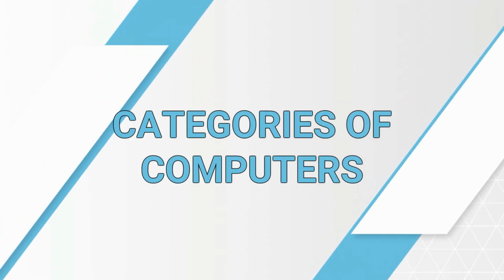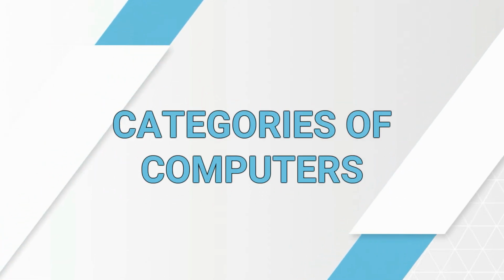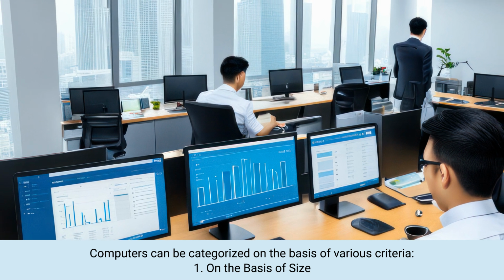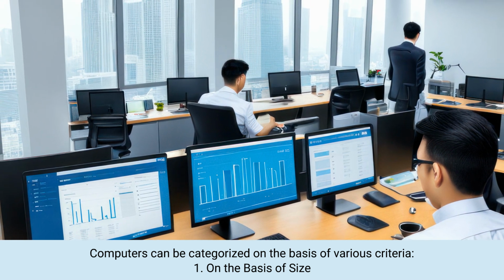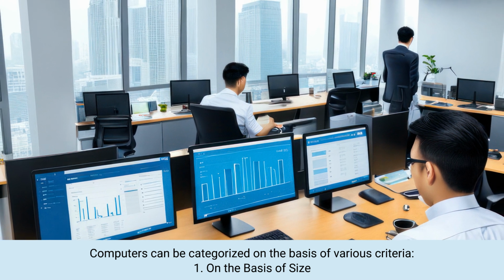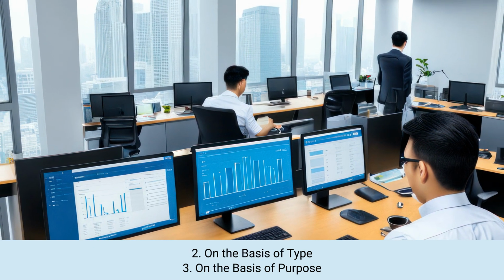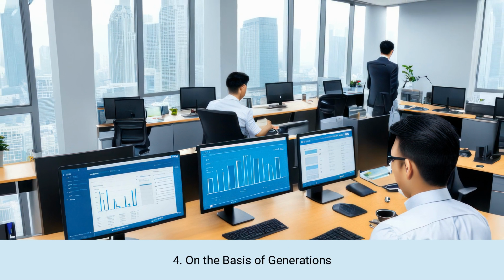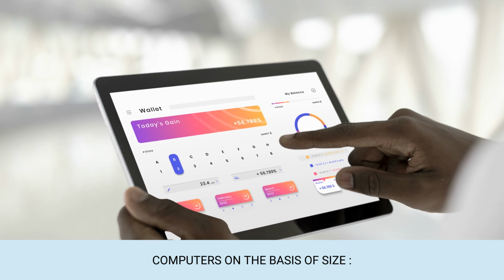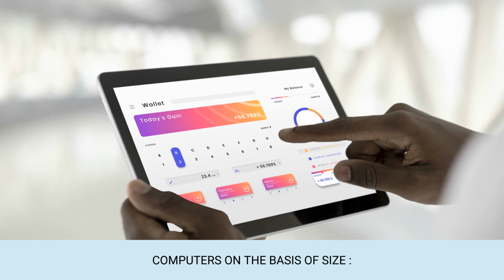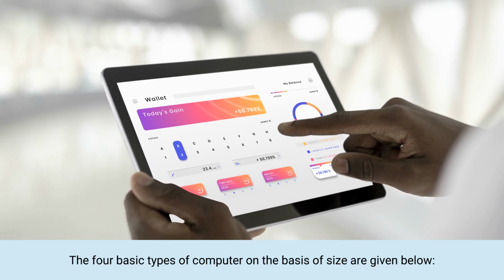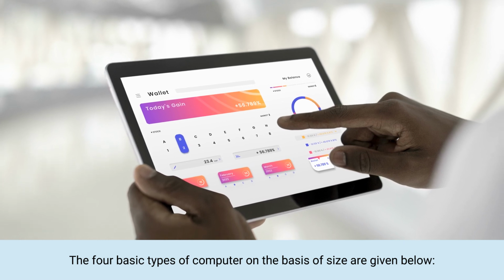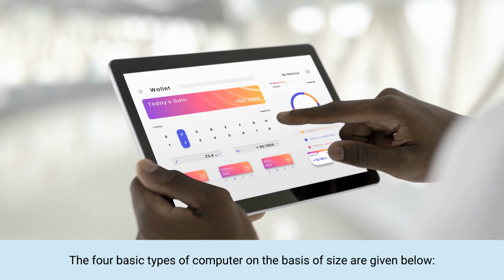Categories of computers. Computers can be categorized on the basis of various criteria: on the basis of size, on the basis of type, on the basis of purpose, on the basis of generations. Computers on the basis of size. The four basic types of computer on the basis of size are given below.